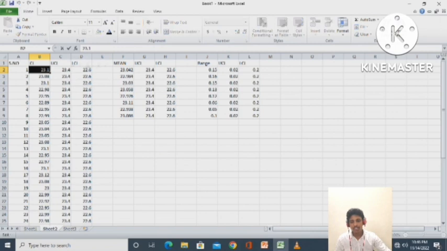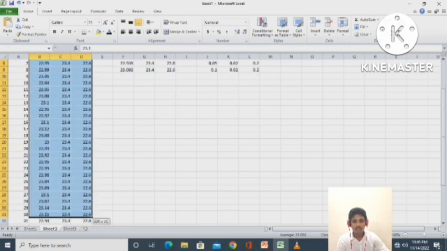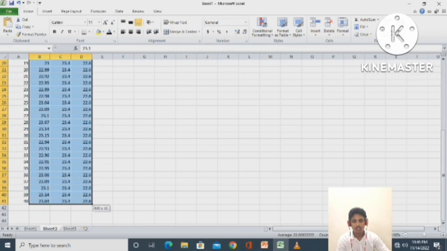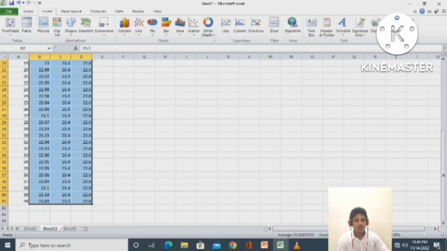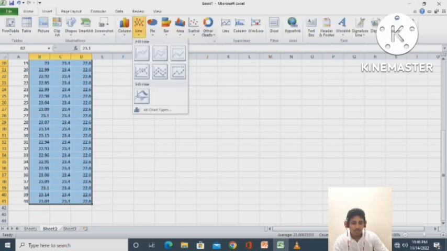This is the data we got, and this is the UCL and LCL, 23.4 and 22.6. Now open your Excel sheet and select the data with the UCL and LCL. Scroll down and select all the values, then click on Insert and plot a line graph. Now we got our plot.